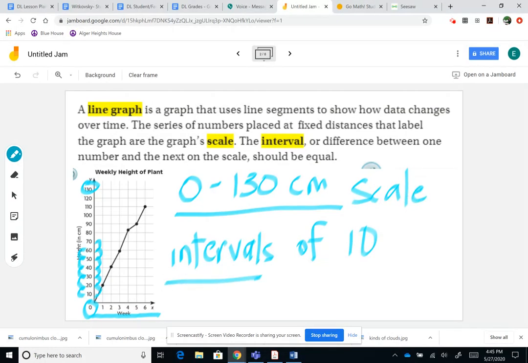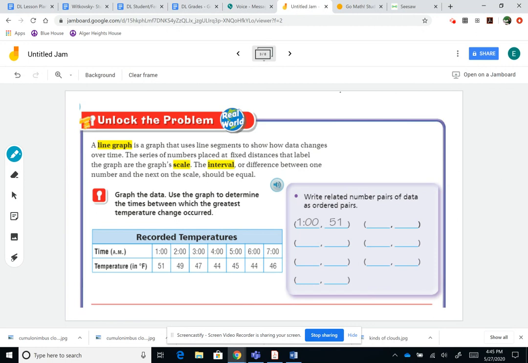Okay. All right. So let's look here at the very first problem. I have it broken up into a couple of slides, so bear with me if I have to bounce back and forth. And I'm going to use black for this one. Okay, a line graph, again, is a graph that uses line segments to show how data changes over time. The series of numbers placed at the fixed distances that label the graph are the graph's scale. The intervals, or difference between one number and the next on the scale, should be equal.